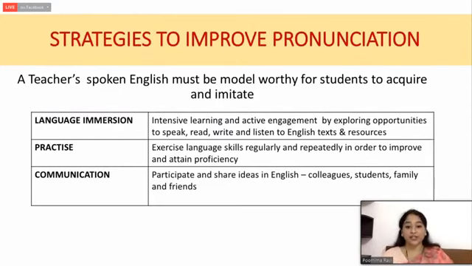Next is communication. Participate and share ideas in English, with your colleagues, with your students, friends, and family. It may, as I say, sound foreign for you. But think where you can start. Make use of the opportunities that you have. You might face a lot of jokes on you as to why are you speaking in English all of a sudden, but that shouldn't stop you from practicing the language. The more you start speaking in English, the more responses you would get in English as well. So communicate with a purpose in English.